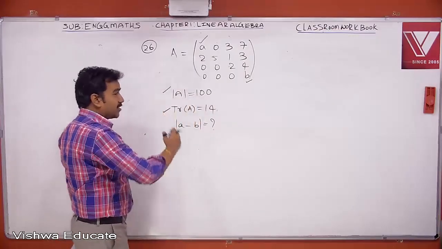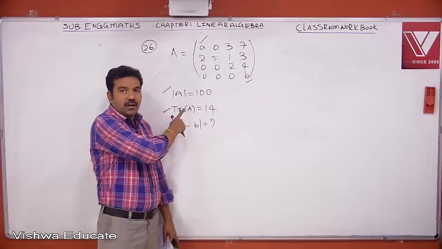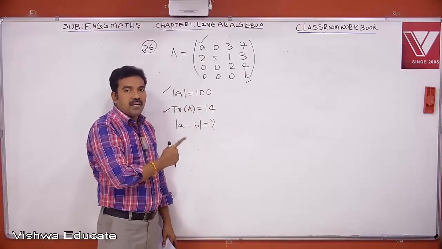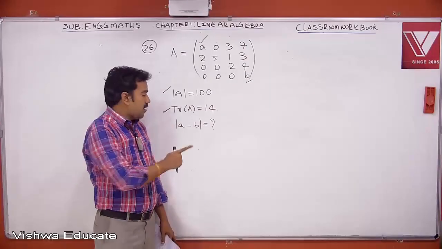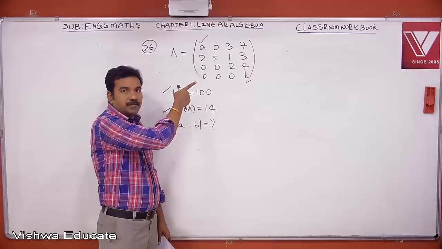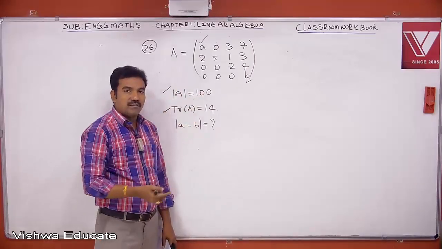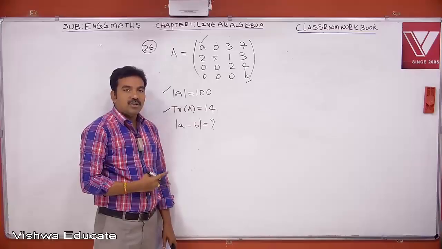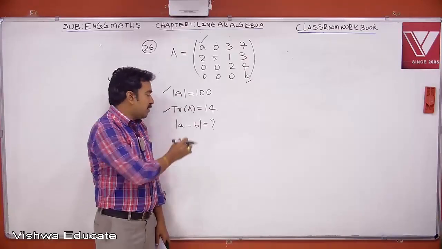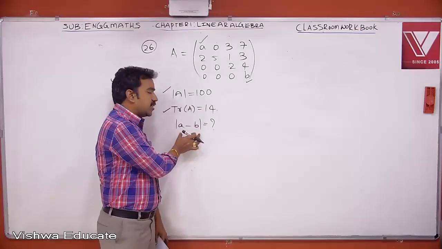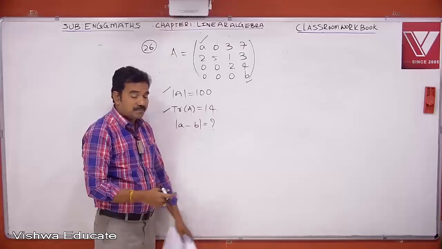The logic behind this question is just you find trace of this matrix and make this equal to 14. You will get one equation which connects two variables A and B. Then find the determinant of this matrix and make this equal to 100. You will get one more equation in the variables A and B. Solve two equations in two variables, you will get values of A and B, subtract A minus B and find its absolute value. That is, make negative value to positive value if it is.